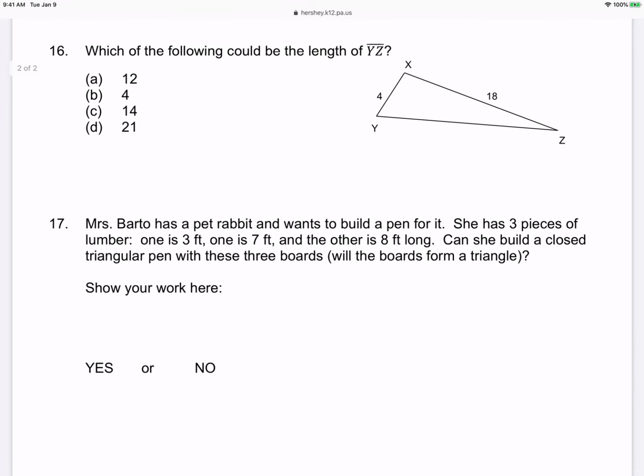And try number 17, it's pretty much the same thing. You have to draw the picture, please. If it's a word problem, please draw the picture first and make sure you can do this using the triangle inequality theorem. Okay, so I think this was a good summary of what I wanted to do today.